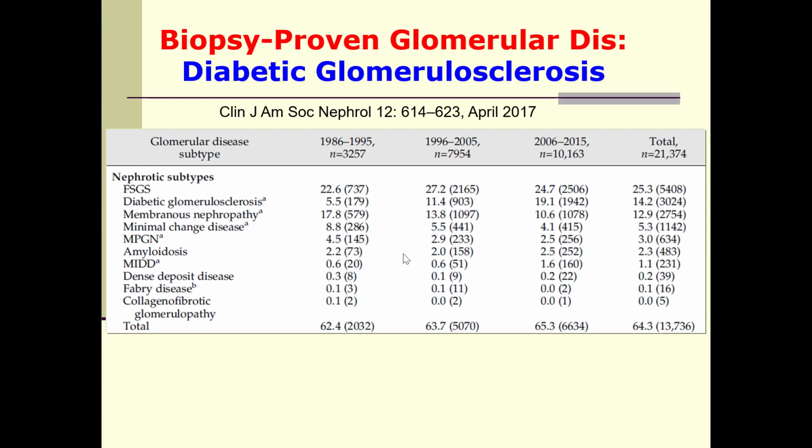What about pathology? I'm not going to speak about classic pathology in diabetic kidney disease, but if you look at the data over the years, what do you see? Diabetic glomerulosclerosis is increasing from 5.5% toward 19%, and this data carries an alarming signal toward increasing prevalence of diabetic glomerulosclerosis among glomerular disease subtypes.